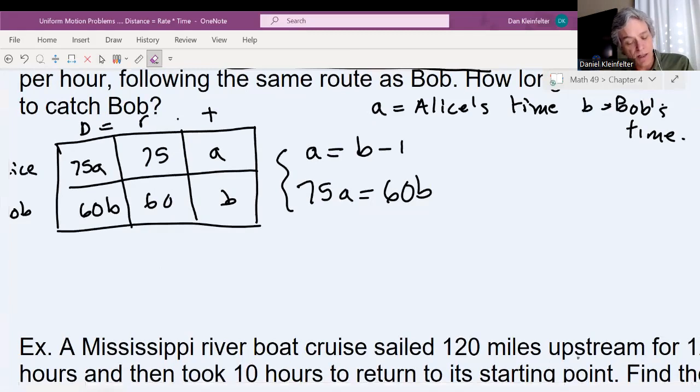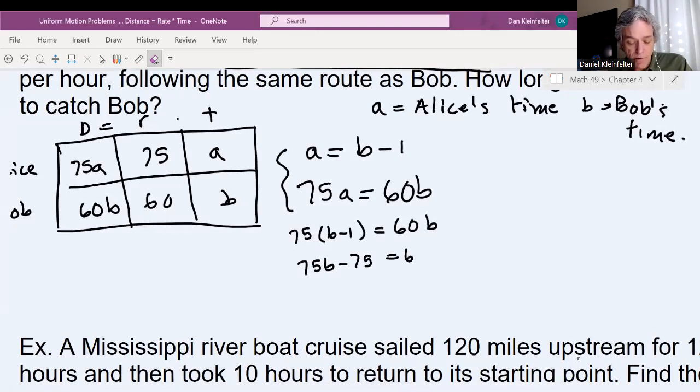So let's do that. I'm going to do this using substitution. Our A is B minus 1, so we'll have 75(B minus 1) is equal to 60B. There's our equation just involving B's. Let's solve that. Distribute to remove parentheses, and on the right side, nothing happens. Let's take 60B from both sides and add 75 to both sides. It looks like our B will be 5.